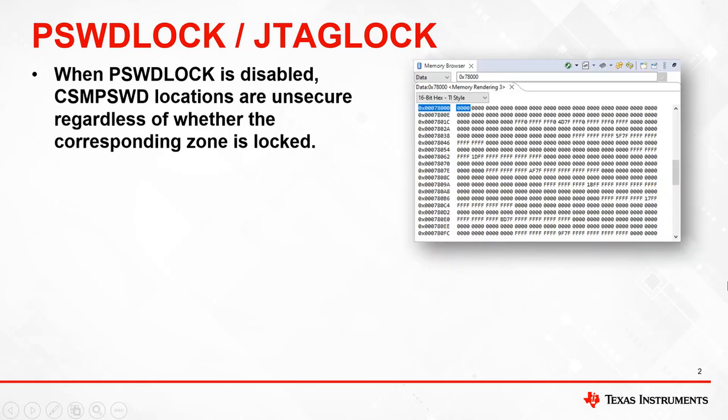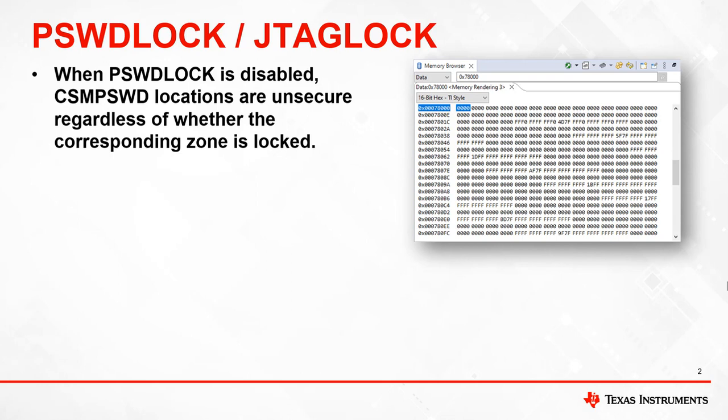The top image in this slide is a CCS memory browser view of user OTP for Zone 1, starting at address 78,000. When a zone is locked, all user OTP memory locations are secure for that zone. Since the CCS memory browser reads device memory via an unauthorized source in JTAG, all secure memory locations appear as all zeros in the memory browser window.